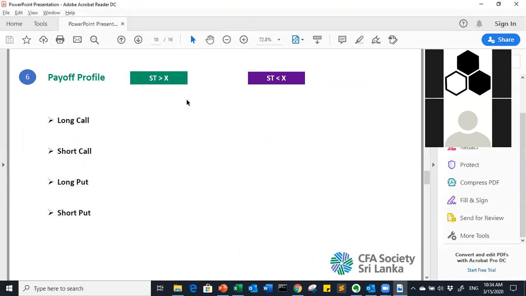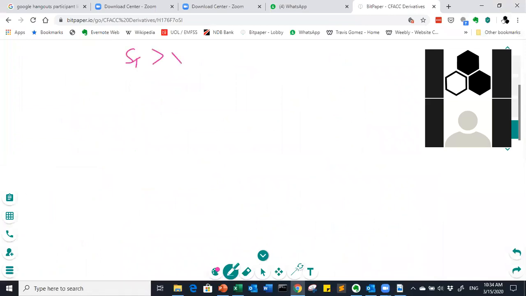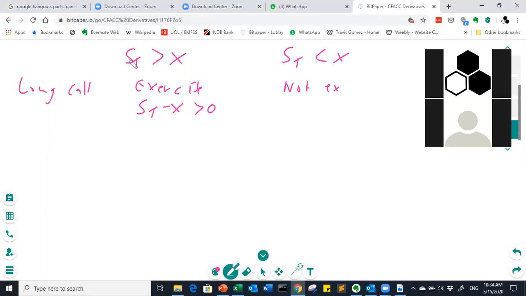And also, as you said, if you just remember what it is for one party, the long call and the long put, then you can automatically work it out for the short call. So for completeness, in this framework, we have ST greater than X, and ST less than X. If you're long on the call option and ST is greater than X, that means you will exercise the option, which means your payoff is going to be ST minus X, which is a positive payoff. In this situation, you will not exercise, so your payoff is going to be 0.